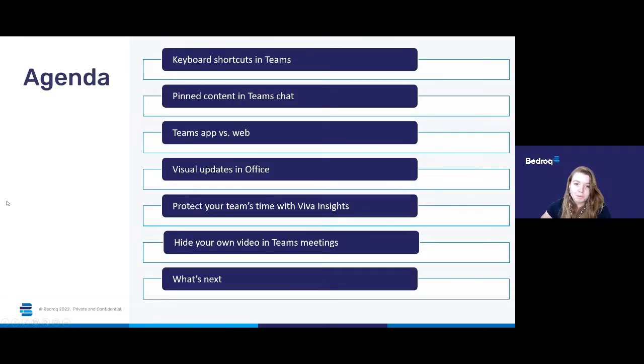So let's take a look at what we've got coming up today. Today, we'll be looking at keyboard shortcuts in Teams, pinned content in Teams chat, some of the differences between the Teams app versus the web version of Teams, visual updates that are coming to Office. Then we'll be looking at how you can protect your Teams time with new features from Viva Insights. And finally, how to hide your own video in Microsoft Teams meetings. We'll be finishing up with an idea of what you can do next, whether that's signing up for the next webinar or getting in touch with us to find out how you can start to implement some of these things in your business.